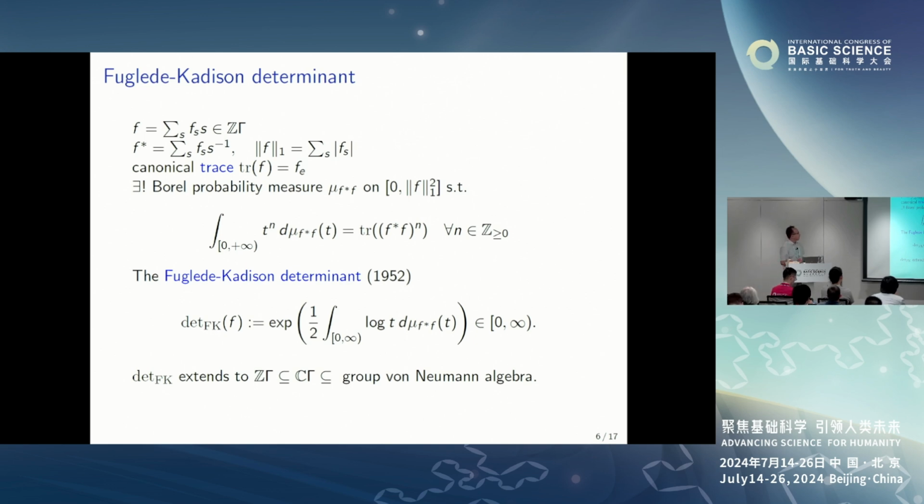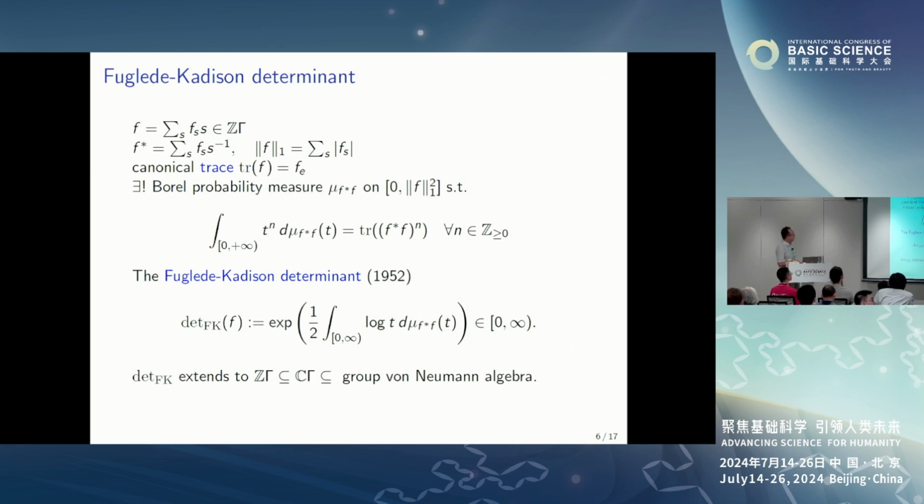So you take, for each n, the monomial t to the n, and take the integral of it under this measure. Then this should be equal to, for f star times f, taking the nth power and taking the trace. This is the so-called spectral measure. The existence of such a measure, and its uniqueness, is standard using operator algebra techniques.